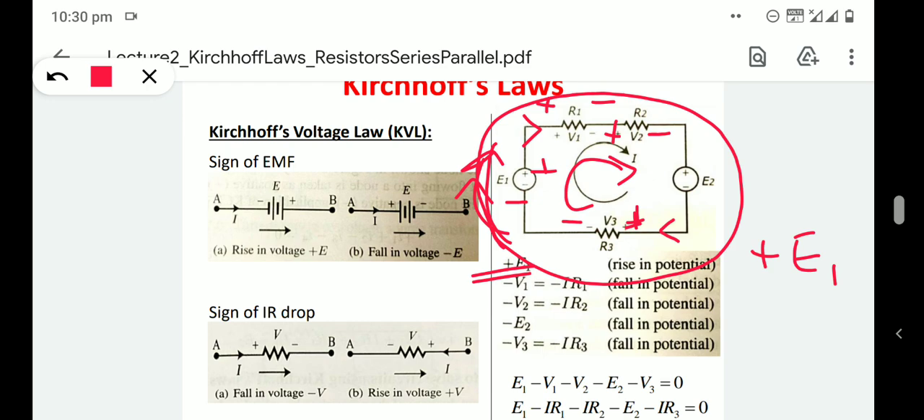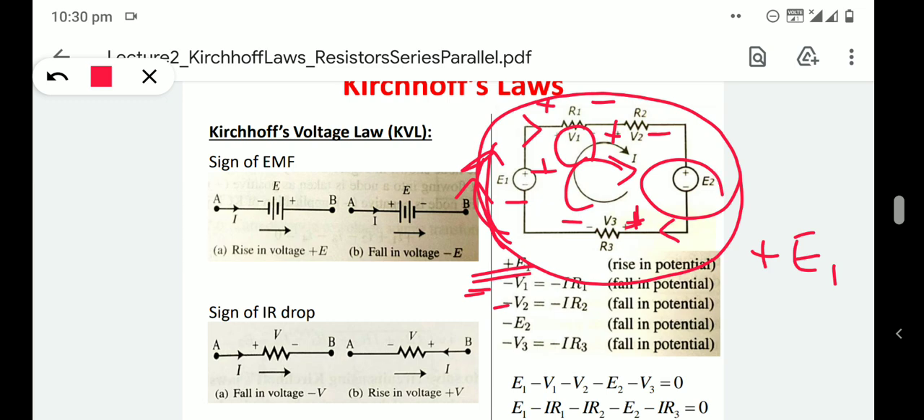Then the voltage drop across resistance R1 is taken as V1. As we are moving from plus to minus, there is a drop in voltage, so V1 should be negative, minus V1. Then again V2, we are moving from plus to minus, so again it should be negative.